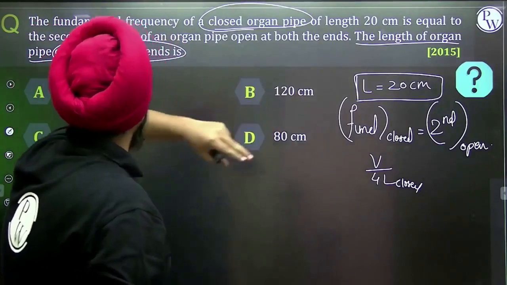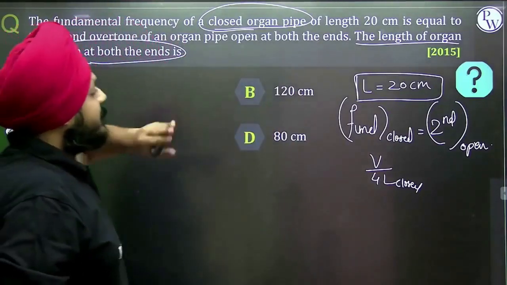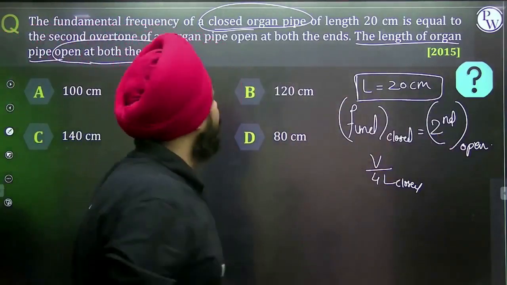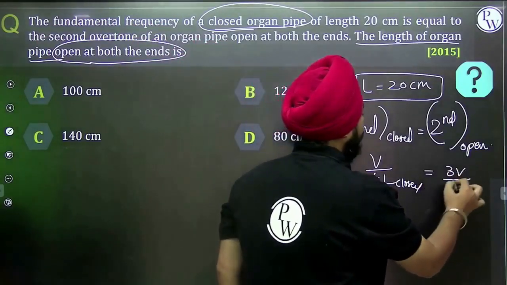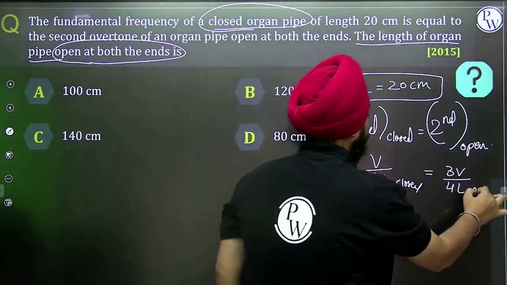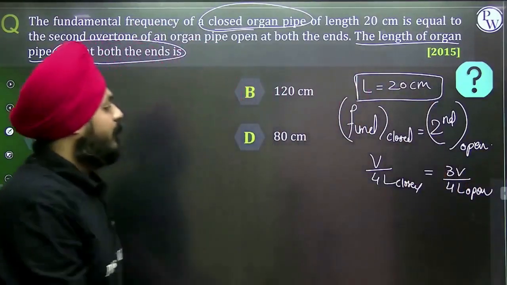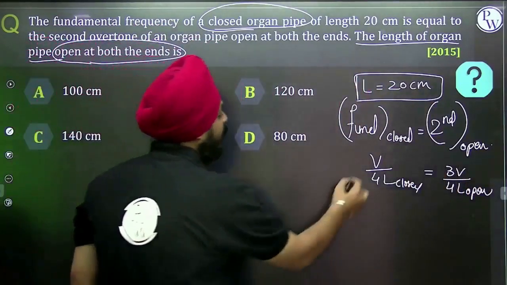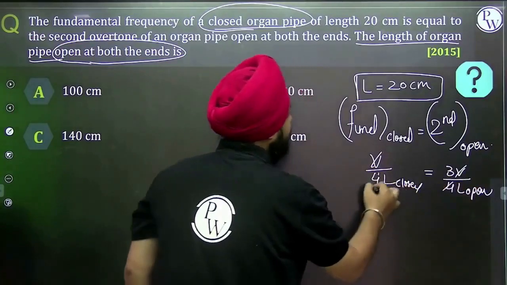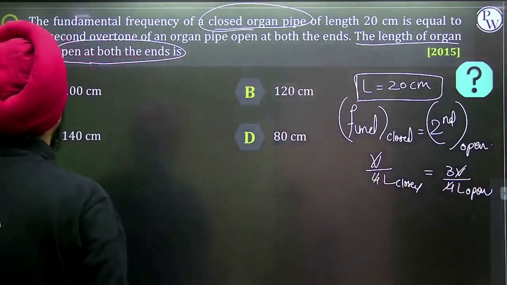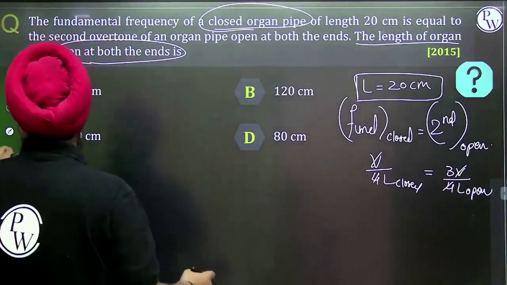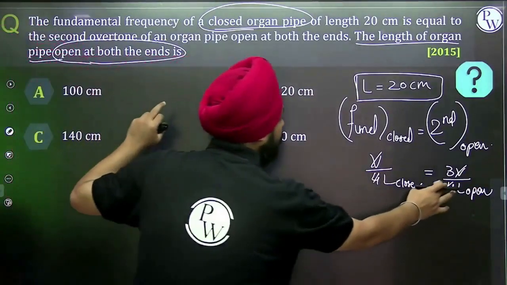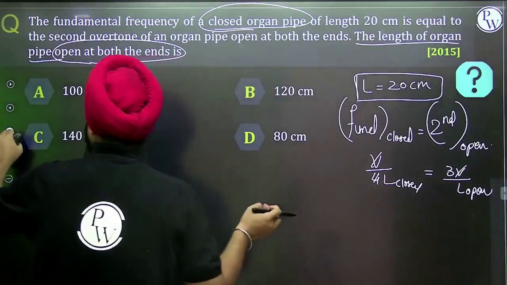Second overtone they are talking about, of the open organ pipe, it means it is 3V by 2L open. So here V is going to cancel, 4 is going to cancel. How much it is? No, I'm sorry, 3V by 2L. Extremely sorry. Here 3V by 2L.